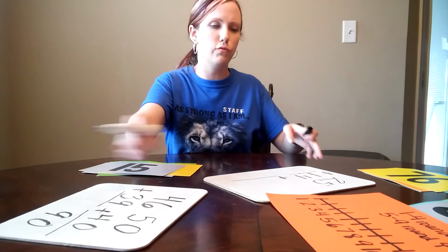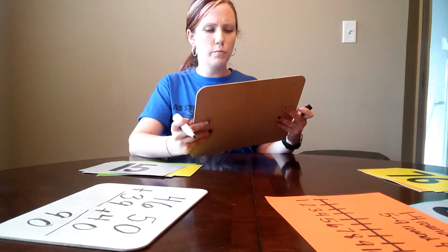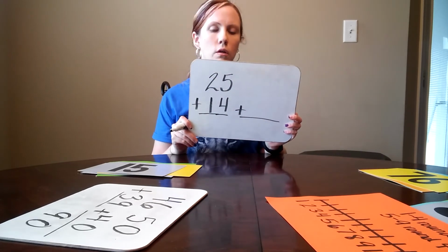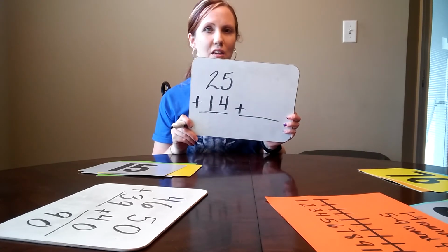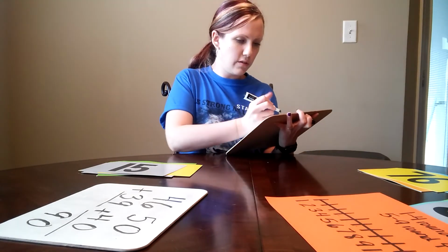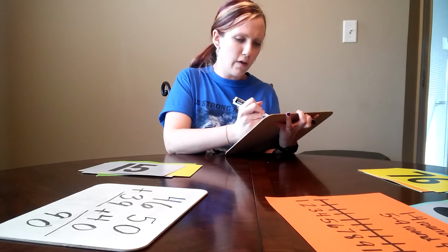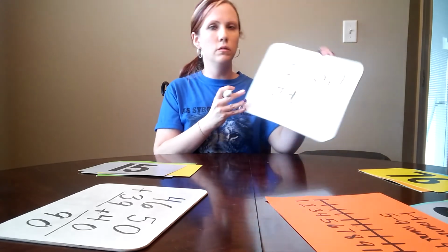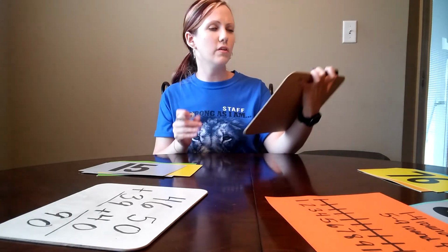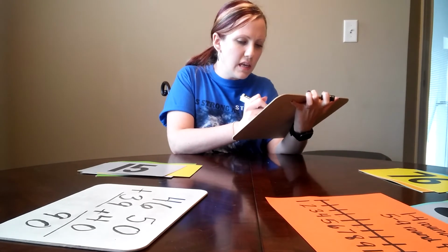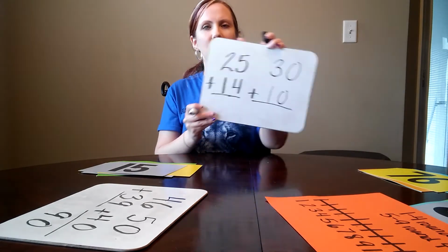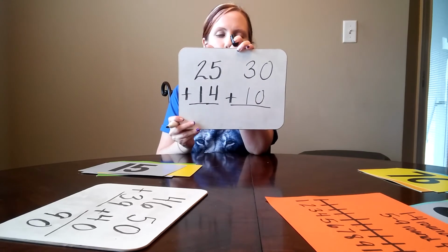Let's try a different one. In this problem, we have 25 plus 14, so we're going to round each number so we can get the estimated sum. So 25 is going to round up to 30. Remember, I told you that 5 is exactly in the middle, but you have to just remember that it always rounds up. So 25 is going to round to 30, and 14 is going to round down to 10. Because 14 is closer to 10 than it is to 20.